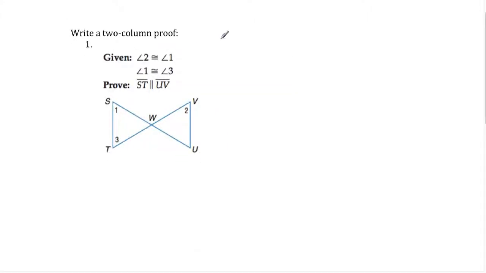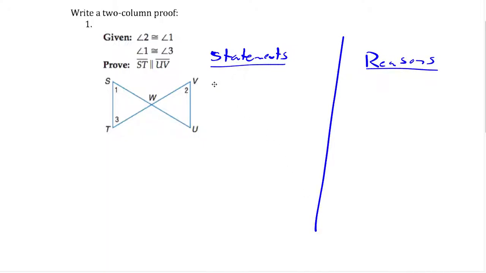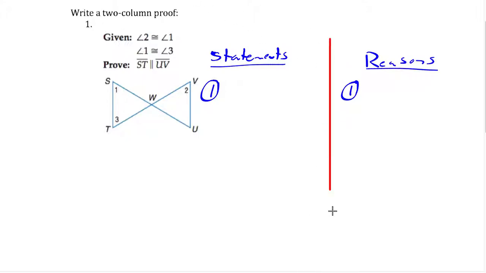All right, then the proof. We had a whole packet of proofs, a whole bunch of proofs you could look at, and I really suggest you get some more practice with proofs. But with our proofs, we're going to have 2 columns. We're going to have our statements, and we're going to have our reasons. So in looking at our statements, we have 1. I don't like how crooked that line is, so we're going to make that nice straight line. All right, so 1 is going to be what's given. So angle 2 is congruent to angle 1, and angle 1 is congruent to angle 3, and that's given.